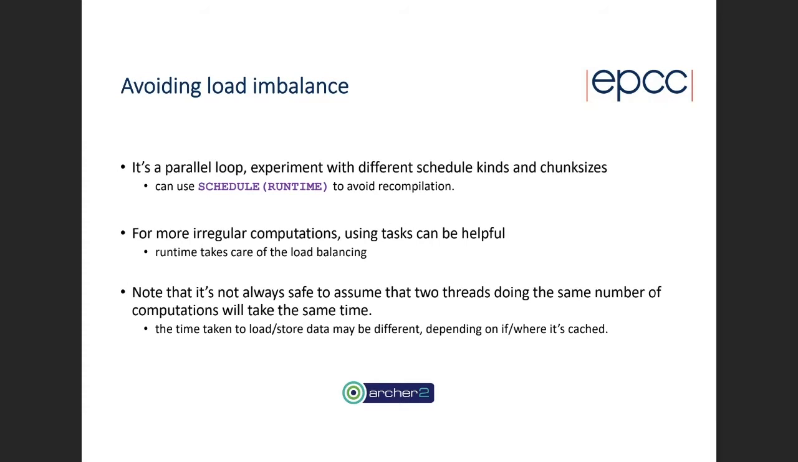So you can have what looks in your code like a perfectly well-balanced loop where every thread is doing exactly the same amount of computation, but you can have situations where some threads will take more cache misses than others, and that will result in load imbalance.